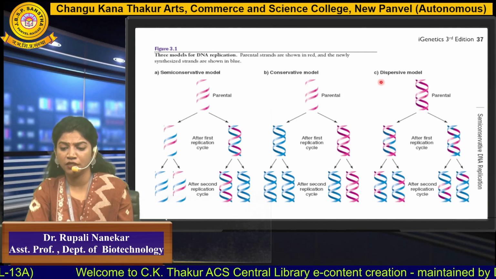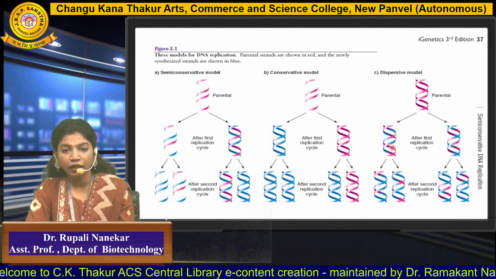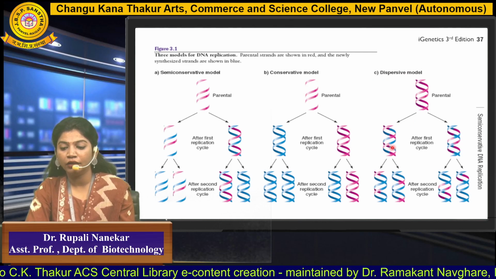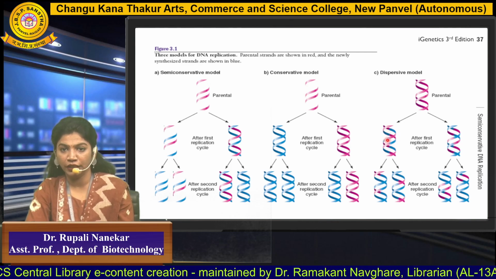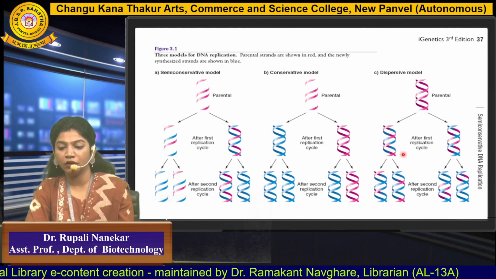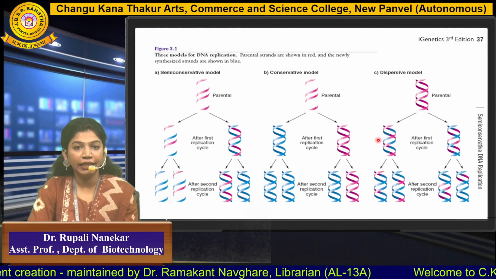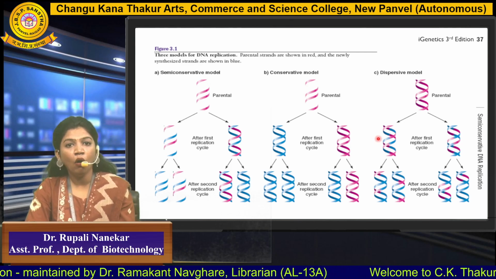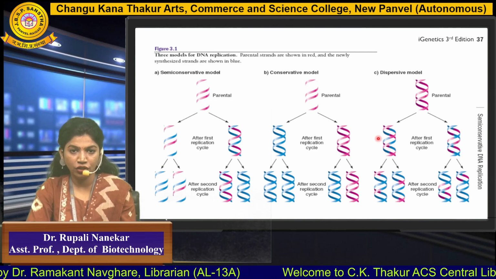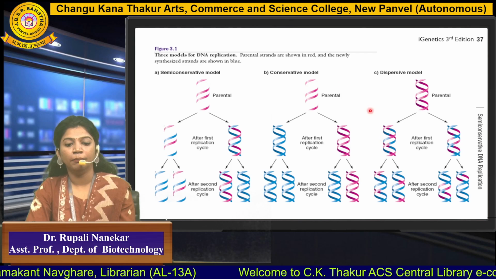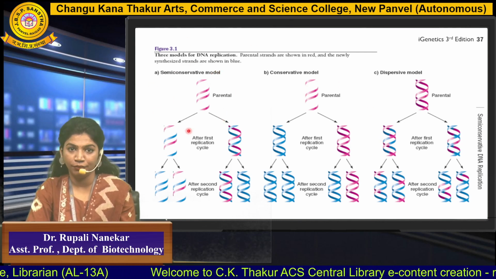If you talk about the dispersive model, although the two molecules appear different, some part of your parental DNA and some part of your new progeny DNA is interspersed. So this is the third proposed model for DNA replication. Although three different models were proposed, the one which has been accepted is the semi-conservative model.